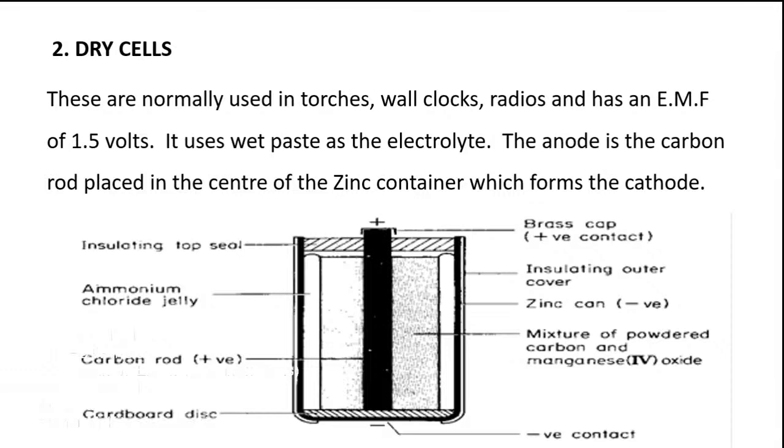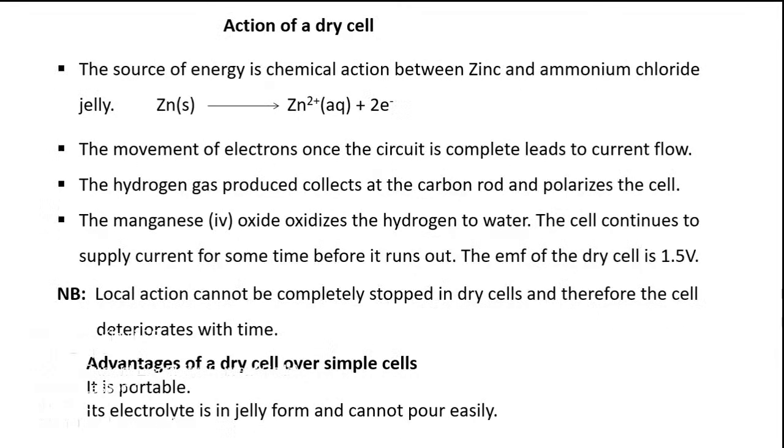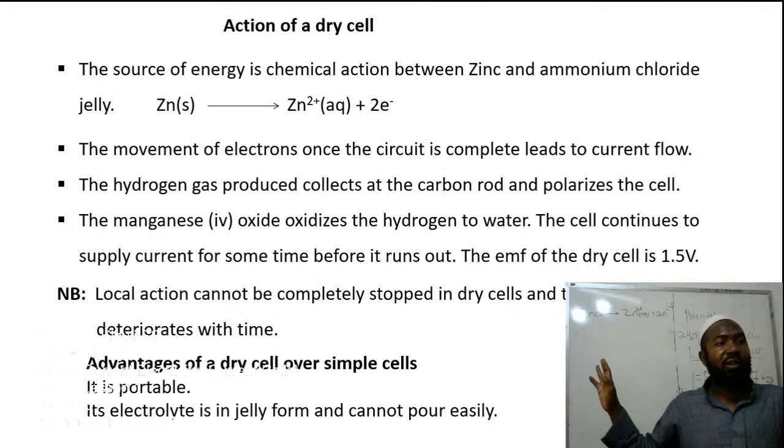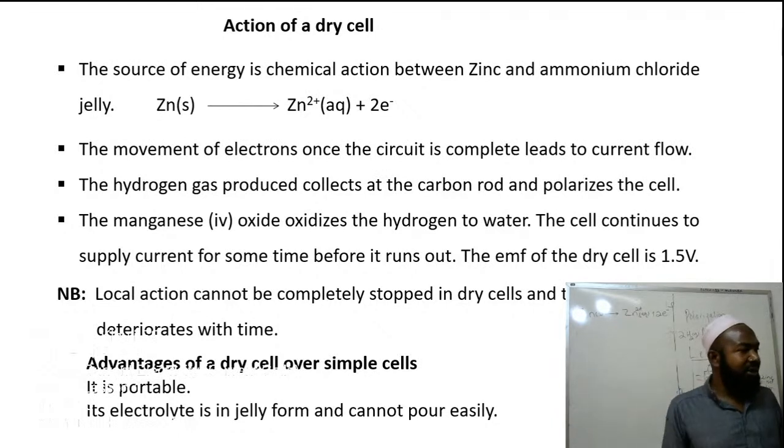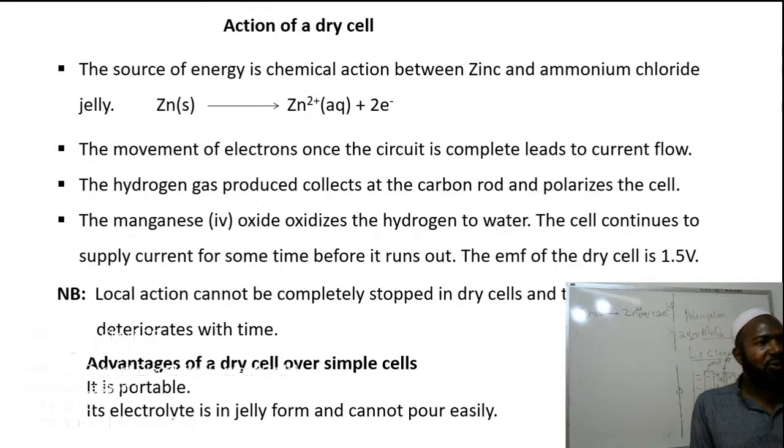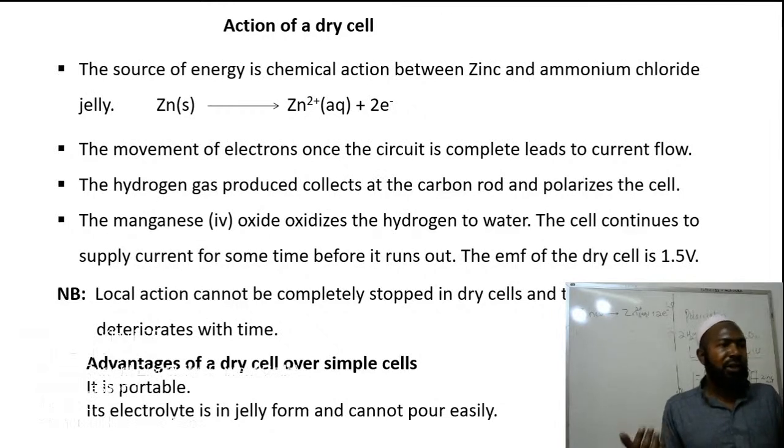So now, if that is so, why is it that after using the dry cell for some time, it is completely used up? Yes, because the process is a chemical reaction and it's not a reversible reaction. Once all the ions within the electrolyte have been used up, then the cell ceases to work. And we also said that local action may not be completely removed in dry cells. Therefore, it deteriorates with time.